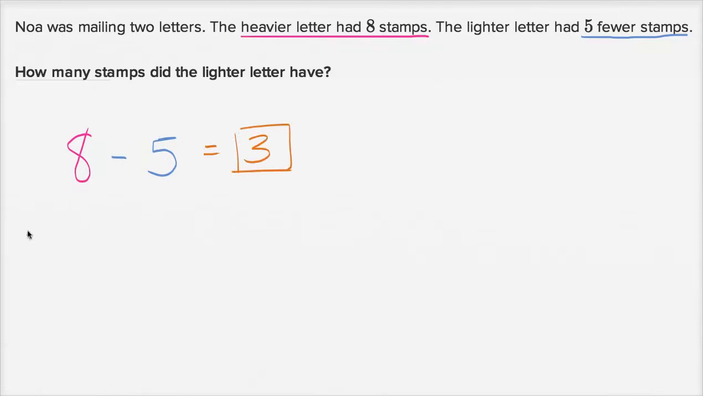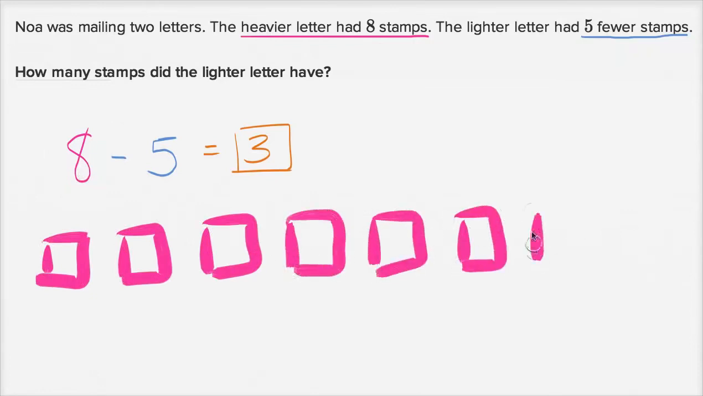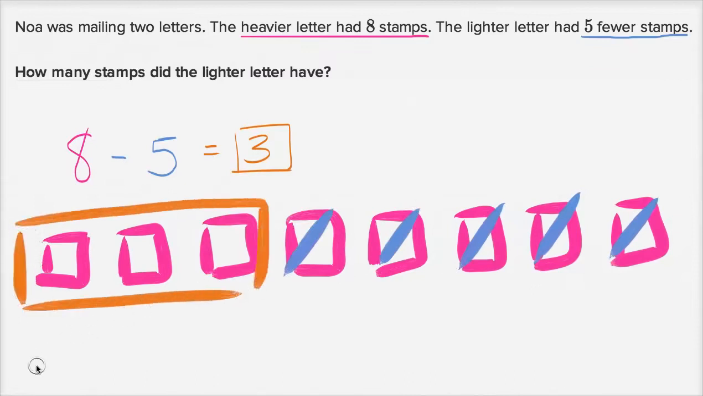Now, another way you could have thought about it, the heavier letter had 8 stamps. Let's draw 8 stamps. So 1, 2, 3, 4, 5, 6, 7, and 8. That's how much the heavier letter had. The lighter letter had 5 fewer stamps. Let's take away 1, 2, 3, 4, 5. And what are you going to be left with? Well, you're going to be left with these 3 stamps right over here. This is how many stamps the lighter letter had.